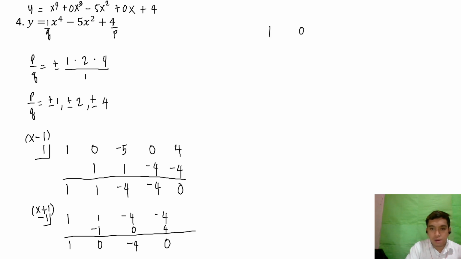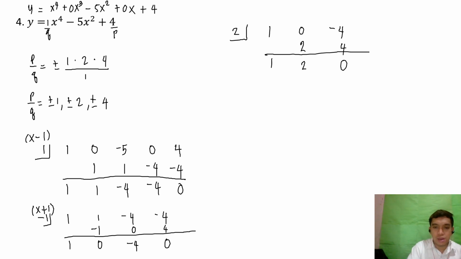1, 0, negative 4. Yan, gamitin naman natin yung 2. Okay, so bring down 1. 1 times 2 is 2. 0 plus 2 is 2. 2 times 2 is 4. So negative 4 plus 4 is 0. So ibig sabihin, itong 2 ay real root ng ating polynomial function. So kapag real root, factor yan ng ating polynomial function. So ito ay magiging x minus 2. Ito naman ay x plus 2.